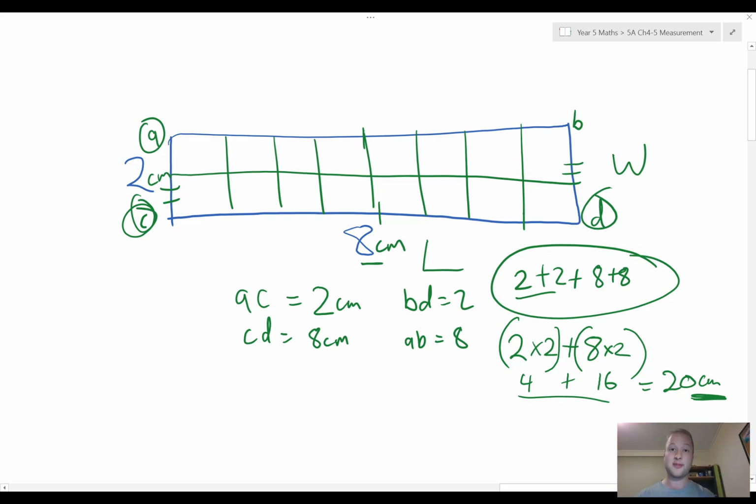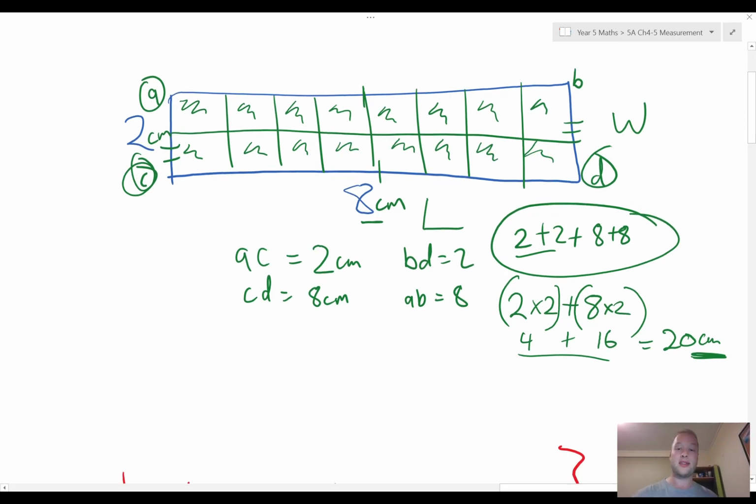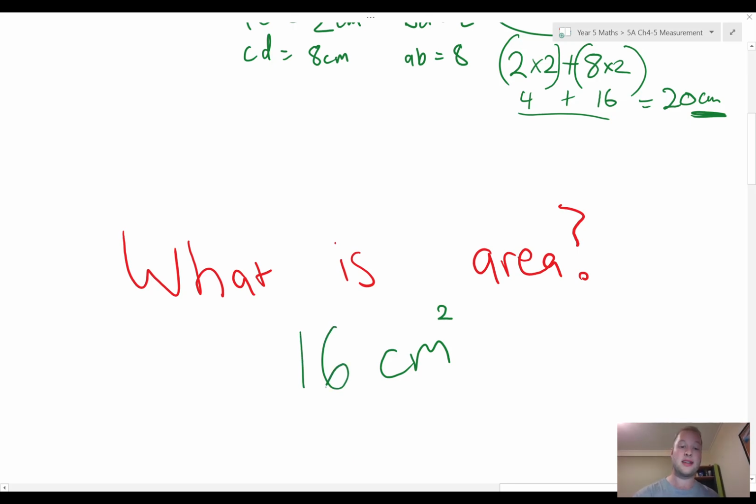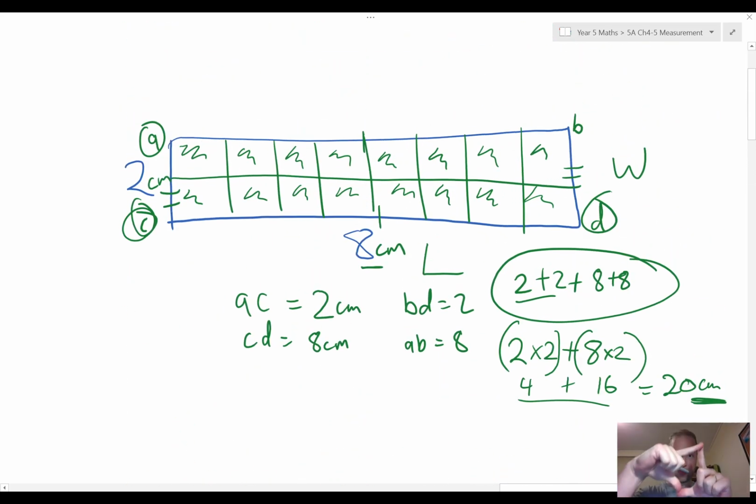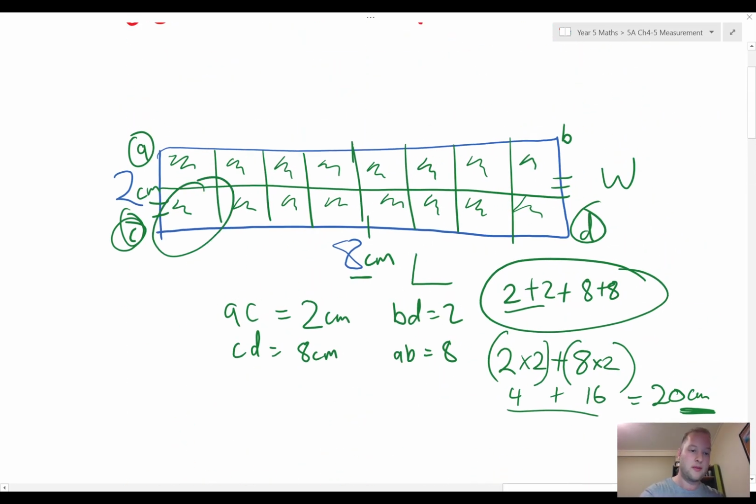So I've now made them into squares. So if I counted them all, I'll realize that I should have 16 squares. If not, we can count it. 1, 2, 3, 4, 5, 6, 7, 8, 9, 10, 11, 12, 13, 14, 15, 16. So the area of this shape is 16 centimeters squared, because each little square is 1 centimeter by 1 centimeter.